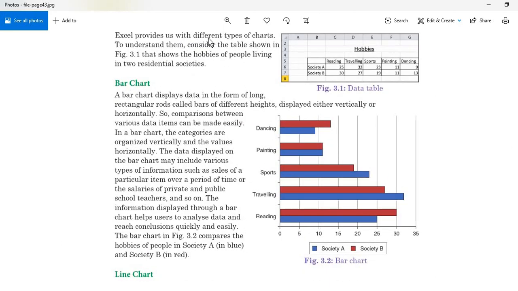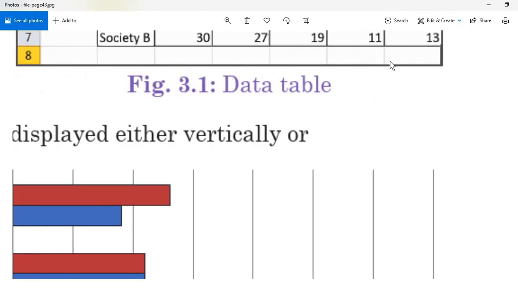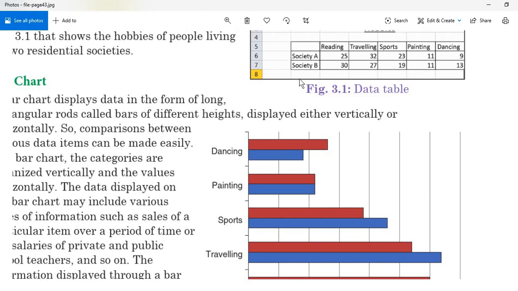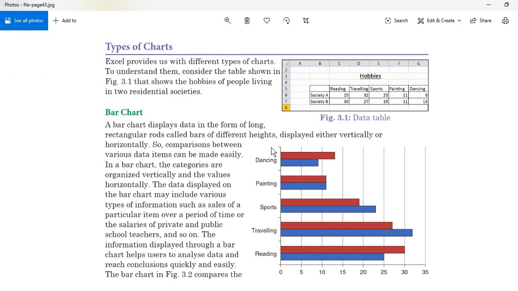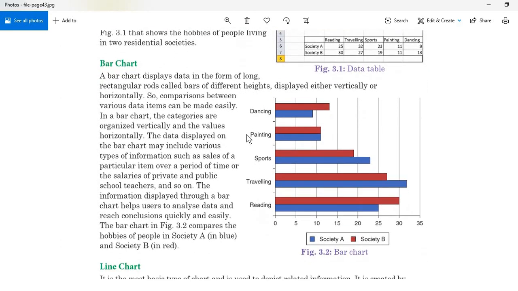See, Excel provides us with different types of charts. To understand them, consider the table shown. Now, this table, which you can see again, this table we are going to rely upon. Okay, we are going to do all the charts depending on this table. Now, what is a bar chart? The first type of the chart.